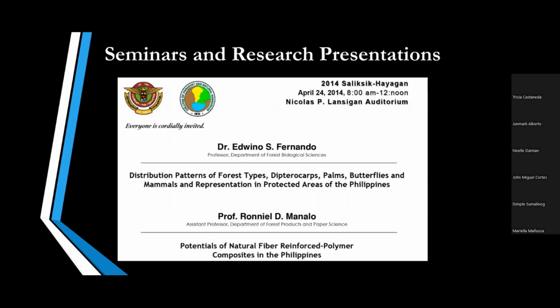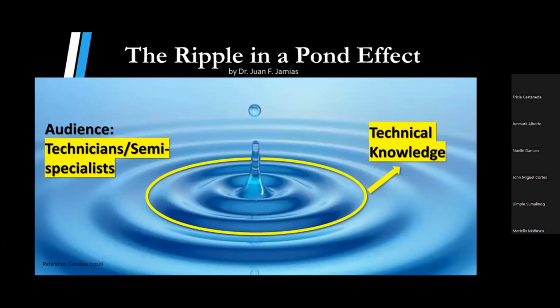Okay? But that is just in the scientific level. Meron pa tayong susunod. Kasi sabi nga di ba ni Marvin kanina, lumalawak siya. Okay? So tignan natin. According to Dr. Juan Hamias, yung second aspect of the ripple effect focuses on what we call the technical knowledge.